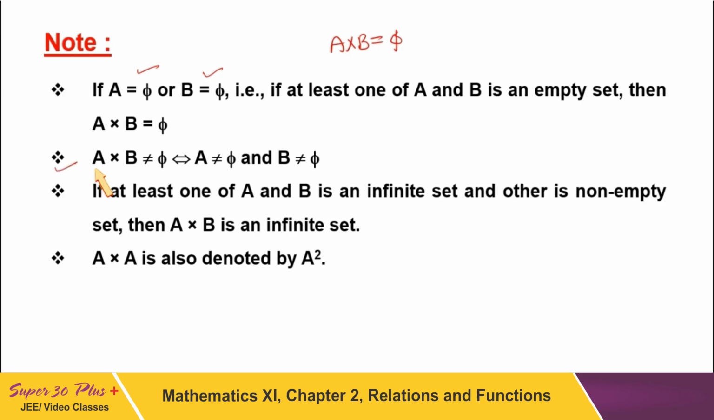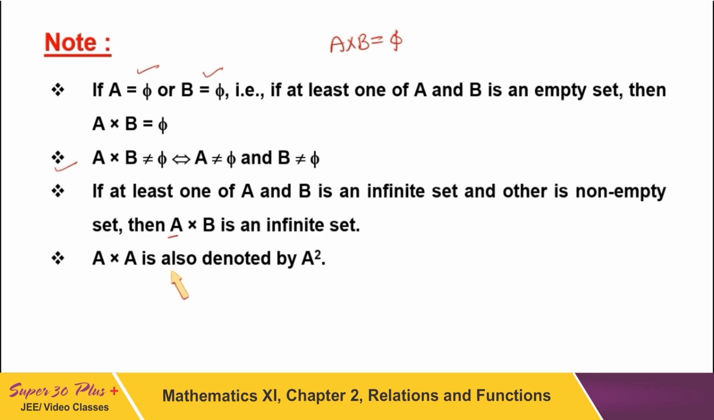Second point, if A cross B is not equal to empty, then it is necessary that A is not equal to empty and B is not equal to empty. It is an obvious case. If at least one of A and B is an infinite set, it is common sense, and the other is a non-empty set, then A cross B is also infinite, because if A has infinite elements, then for all the elements of A, there is an element in B. That's why A cross B is a set which also contains infinite elements.